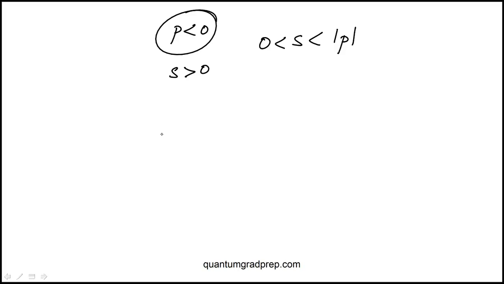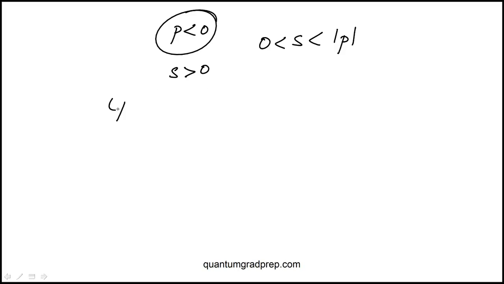So here we're given that p is a negative number and s is positive. It's given s is greater than 0 and it's less than the absolute value of p. So we know that s is positive. And they're asking which of the following choices must also be a negative number.